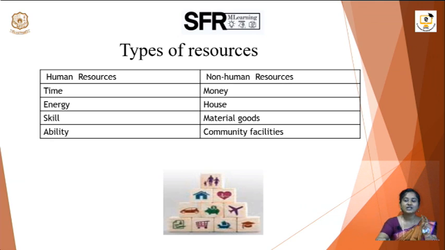So, next, the types of resources in detail with examples. As we saw, human resources are possessed by the individual and non-human resources are external to the individual. Human resources are time, energy, skill, and ability that the person possesses, whereas non-human resources are money, house, material goods, community facilities and all those assets the human gets from the environment externally.